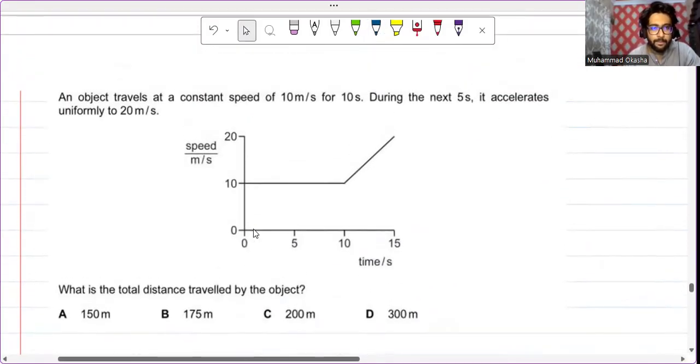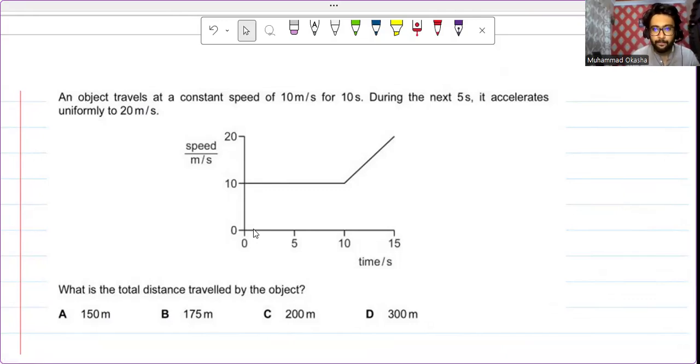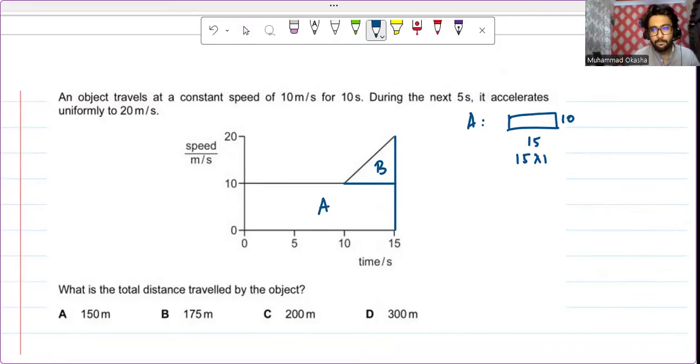Next, the distance graph: an object travels at a constant speed, 10 meters per second for 10 seconds. In the next 5 seconds, it accelerates uniformly up to 20 seconds. What is the total distance traveled by the object? I think the numbers have changed, but it's a question we've done before. I'm going to call this A. I'm going to call this B. Total distance traveled is the area. So A is a rectangle that has the bottom of 15 and the top is 10. So 15 multiplied by 10 will be 150 meters.